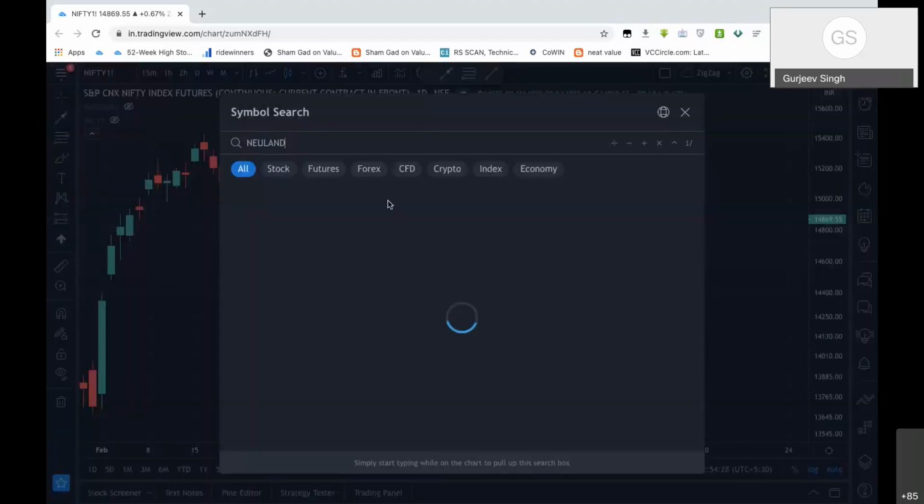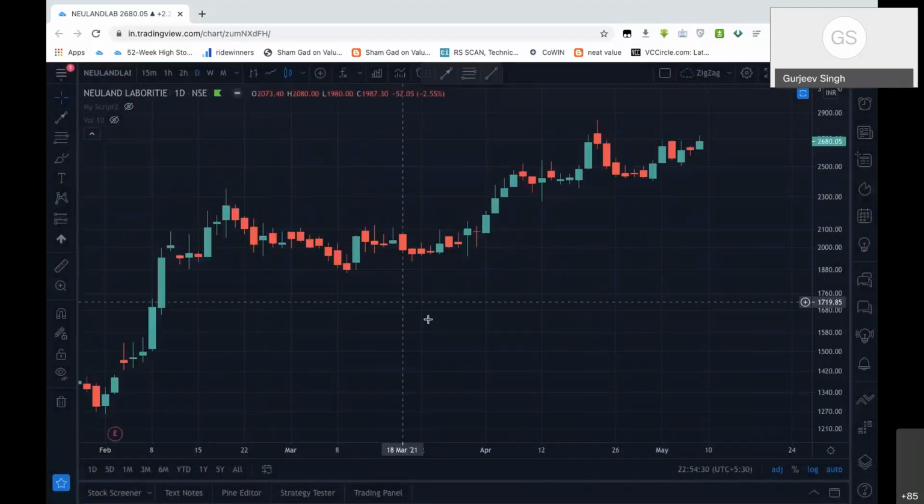New land lab. Daily or weekly? Crux is to remain in the trend. Absolutely right, man. Excellent yield.